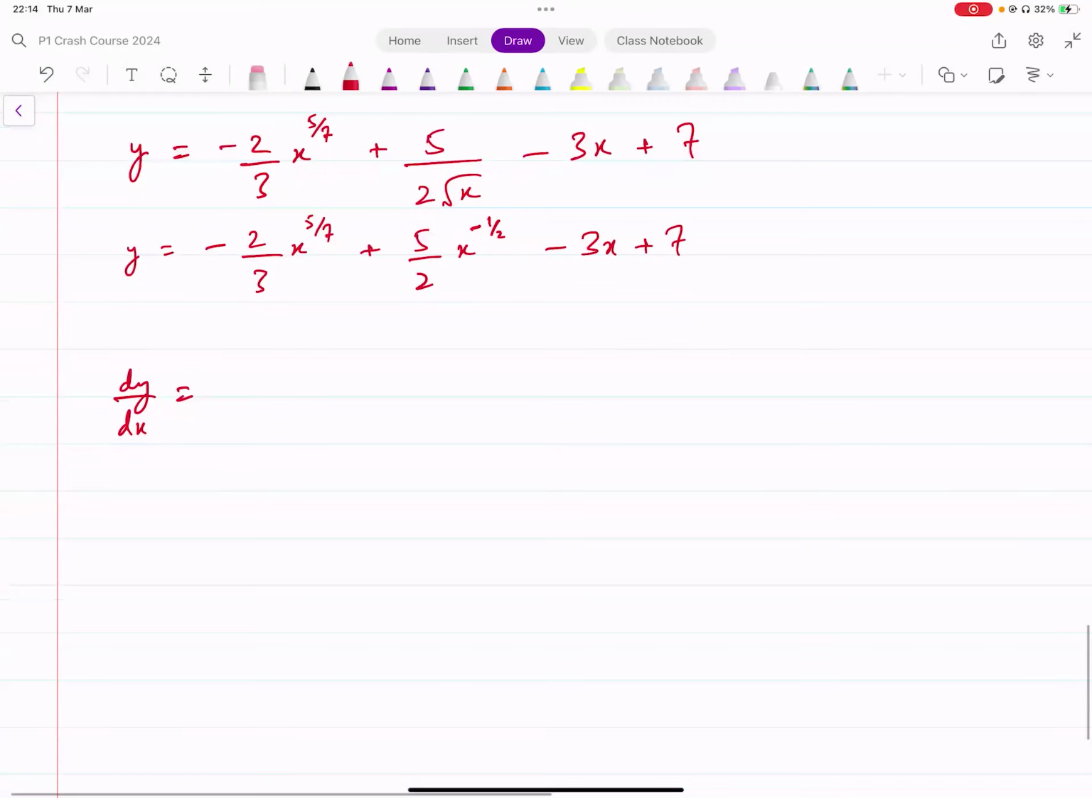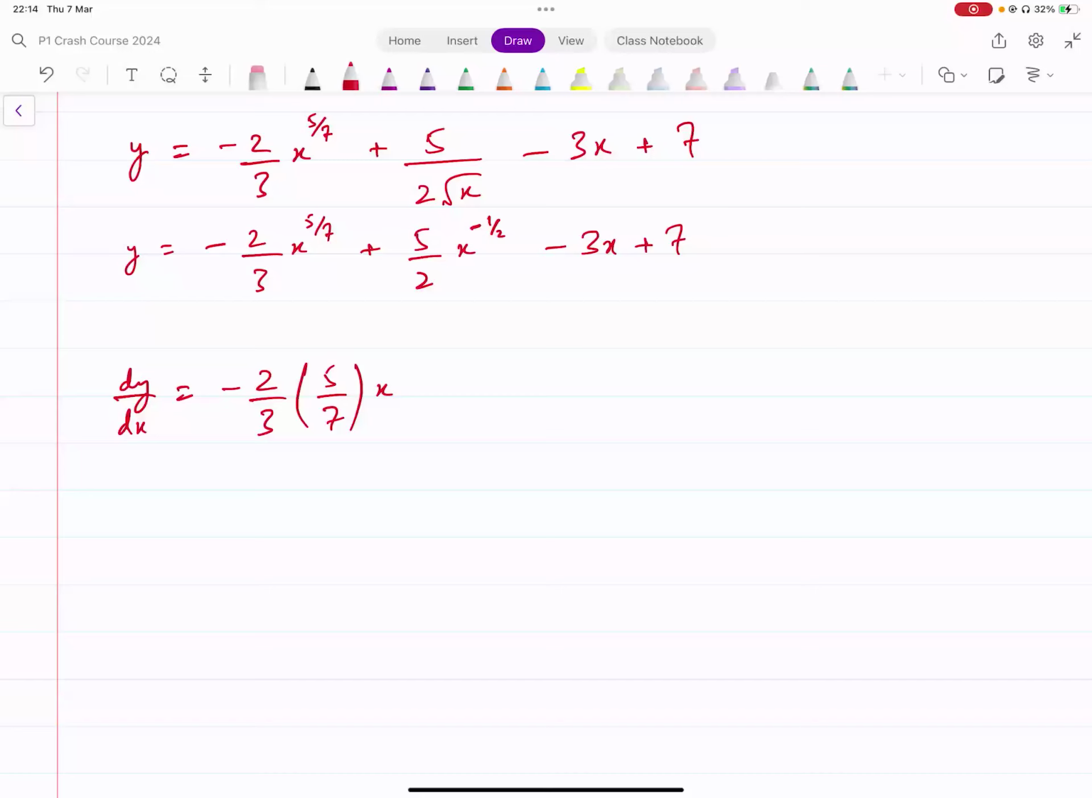Okay. Now we find the derivative. Let's find the derivative of the first thing, minus 2 over 3 as it is. Multiply by the power, it becomes 5 over 7. Subtract 1 from the power. 5 over 7 minus 1, that's going to be minus 2 over 7. Plus 5 over 2 as it is, multiplied by the power, that's minus 1 over 2, into x power minus 1 over 2 minus 1, which is minus 3 over 2. Then what's the derivative of minus 3x? We just learned this. If we have minus 3x, the derivative of that is just going to be minus 3. And then what about the derivative of plus 7? That is just going to be 0. Okay, so you can just ignore that as well. It's not necessary to write that 0.